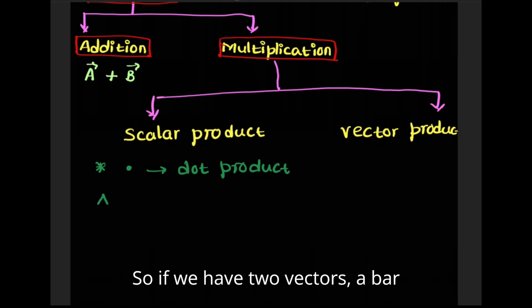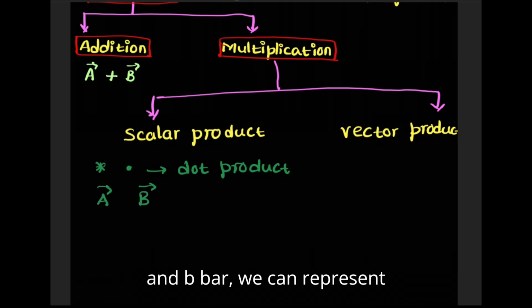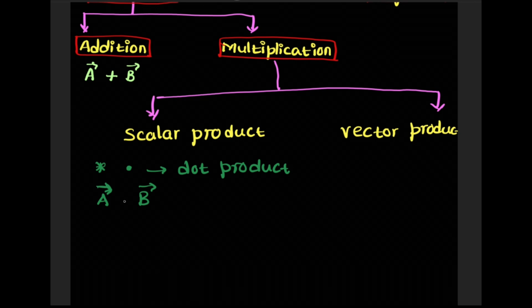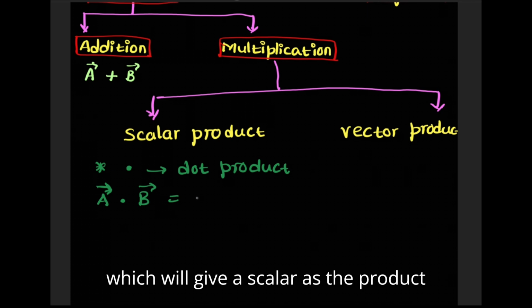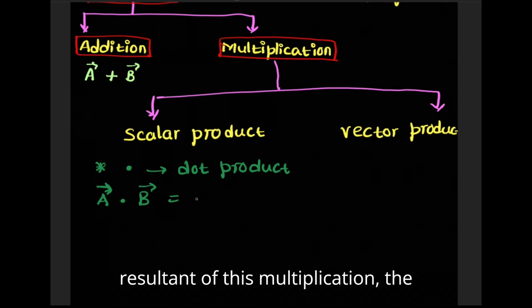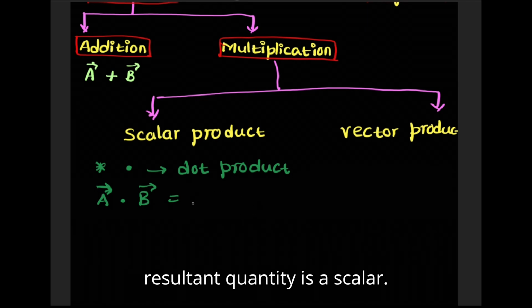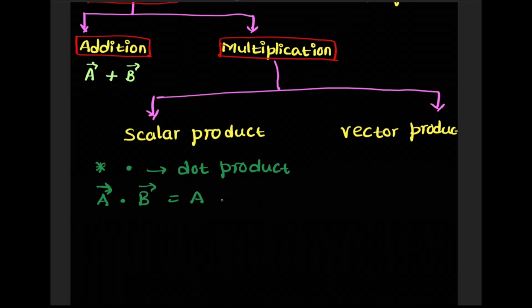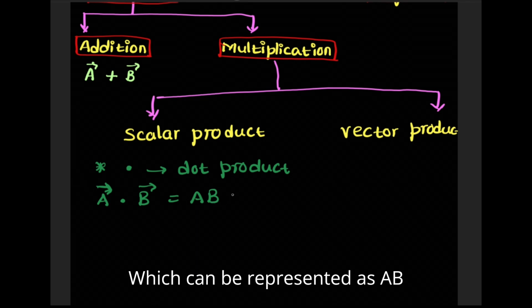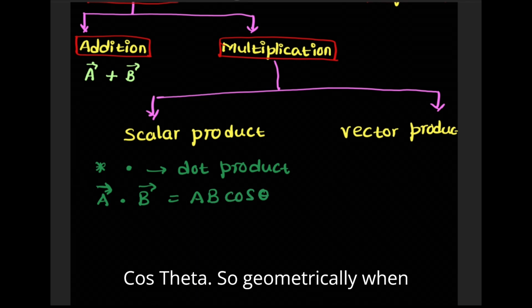So if we have two vectors a bar and b bar, we can represent the scalar product between these two vectors as a bar dot b bar, which will give a scalar as the product resultant of this multiplication. The resultant quantity is a scalar, which can be represented as ab cos theta.